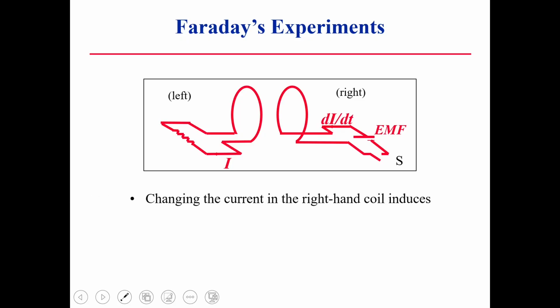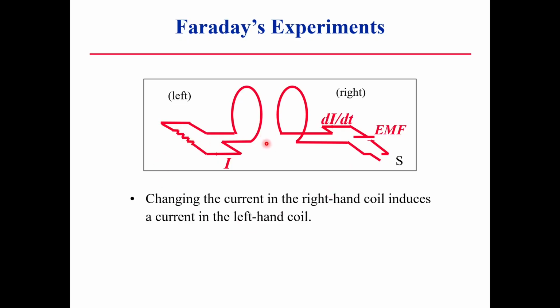Now, changing the current in the right hand coil induces a current in the left hand coil. Suppose you change the current. There are two coils basically. You can see here, two coils: this is the left coil and the other one is the right. If you change the current in the right hand coil, suppose you have a current source here, it will induce a current in the left hand coil.